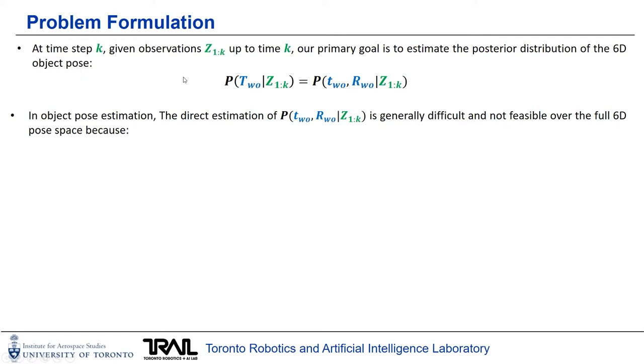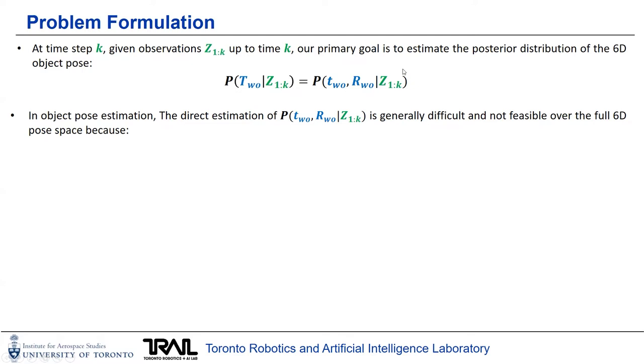For our problem formulation, given observations from timestamp 1 to the current timestamp t, our goal is to estimate the posterior of the 6D object pose, represented in SE(3). This entire SE(3) can be further decoupled into the 3D translation and the 3D rotation part. The direct computation of this term is generally difficult.